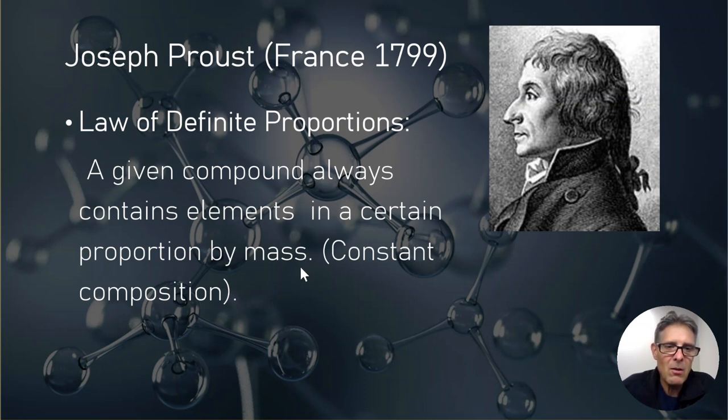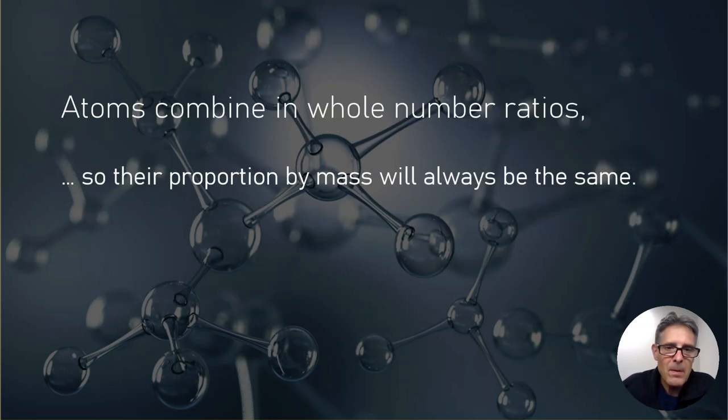The thing to hone in on here is that we're going to talk about weighing elements that compose a compound. Imagine that you had some way to, and this is exactly what they did, take a compound and break it up into its constituent elements and weigh them. So this is all going to be about the mass of these elements. The law says that atoms combine in whole number ratios, so their proportion by mass. Keep in mind, we're going to talk about weighing things and how much the mass is, not the number of things at this point, but the mass will always be the same.